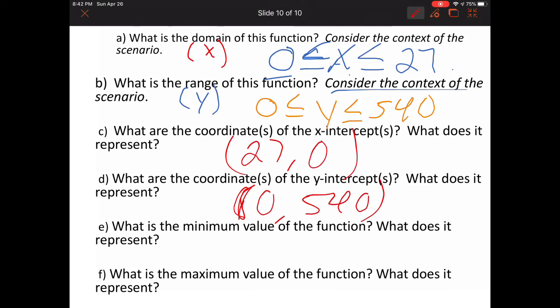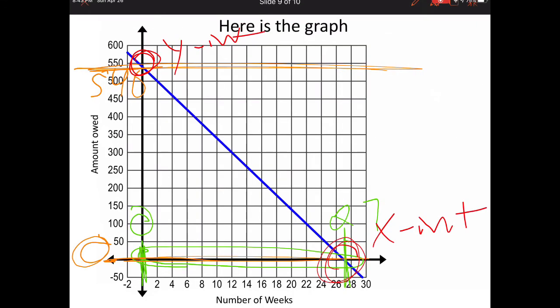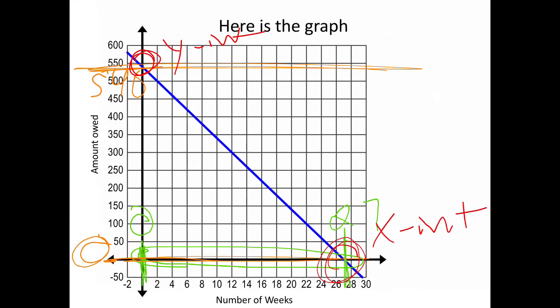Now, it says, what is the min value and what is the max value? Now, maybe last year you were taught that min and max have to do with vertices or vertex, like on absolute value or quadratic. But the thing is, we are in context. So when we're in context, we're saying, what is the highest value we have? Now, linear is the easiest because, again, it's the same answer. And the lowest value we have.